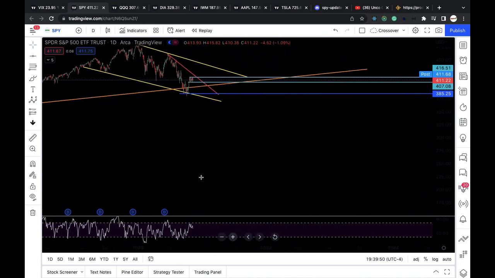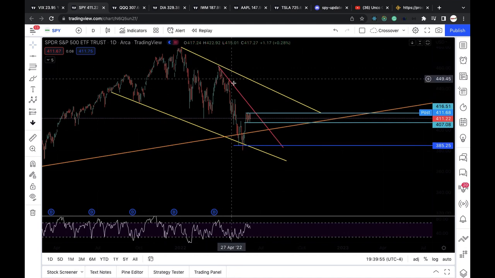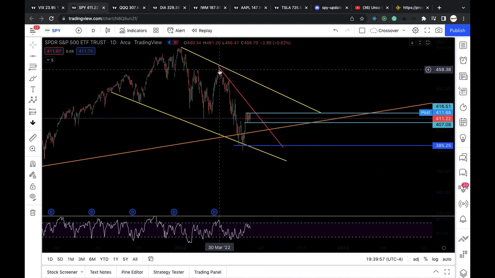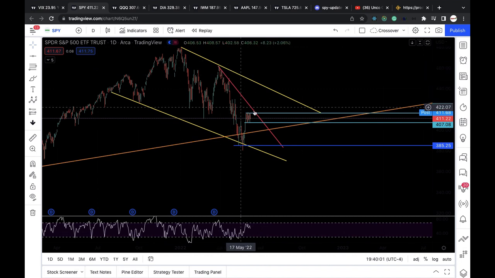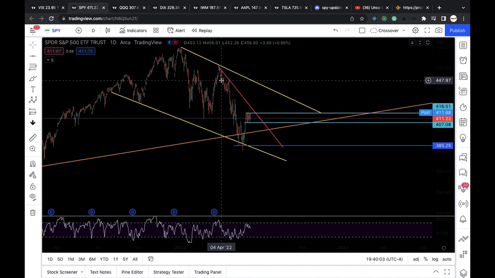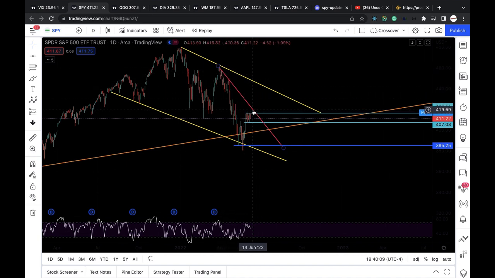Also looking at this pink downtrend line right here. It connects the March 30th high to the April 21st high, and we're looking for that third touch. I also have a touch here on the April 4th high, so technically there are three touches on this downtrend line. Will we get that fourth?